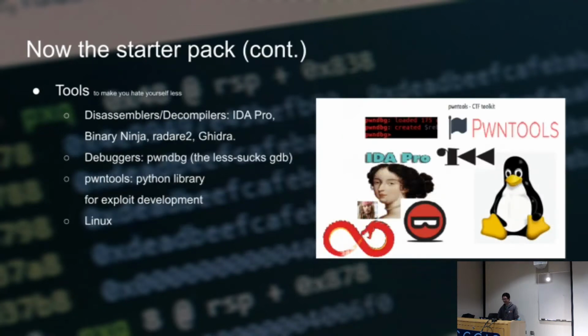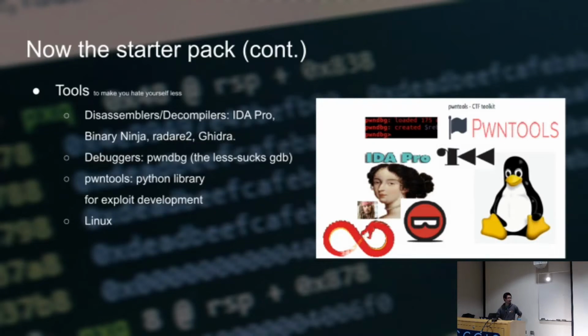And next up, the tools that are gonna make you hate yourself less. There's a few types of tools that you're gonna use in exploit development. The first one is disassemblers, which take compiled binaries and show you the assembly code, human readable kind of code, so you can start figuring out what it does. Here are some of the common ones that I listed.